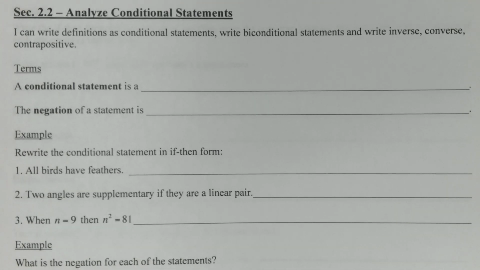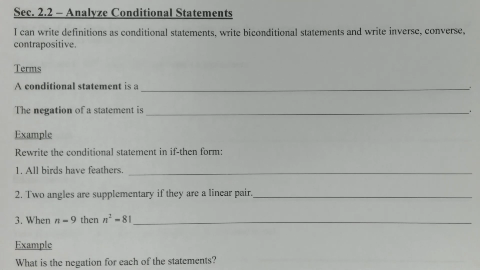This is section 2.2. We're going to continue our chapter on logic and reasoning. And today we're going to do things called conditional statements. This is going to be a lot of writing today. It's actually the basis for how we start doing our arguments in geometry, which come down to proofs, and that's our chapter 4 stuff.